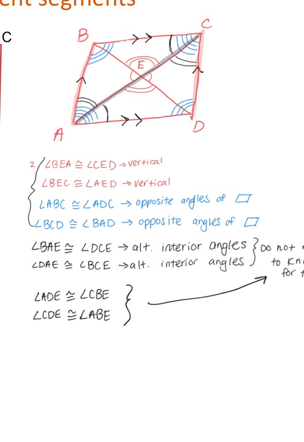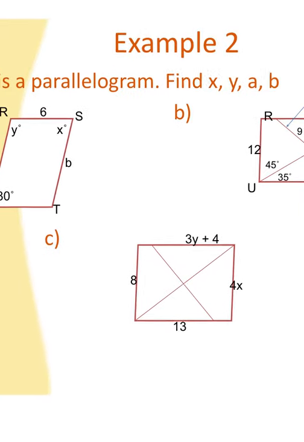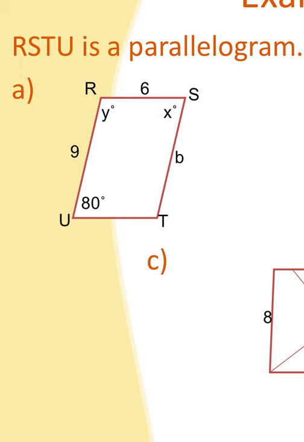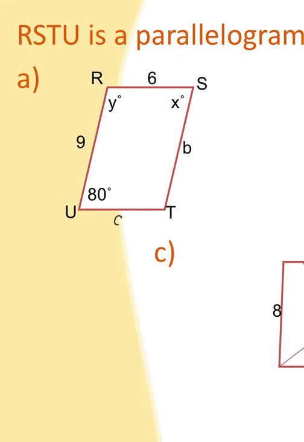Okay, guys. Example 2. In example 2, what we are doing is we are finding x, y, a, and b, given these parallelograms. So STU is a parallelogram. We've got to find x, y, a, and b. In A, go ahead and put an A down here. There should have been an A between U and T.